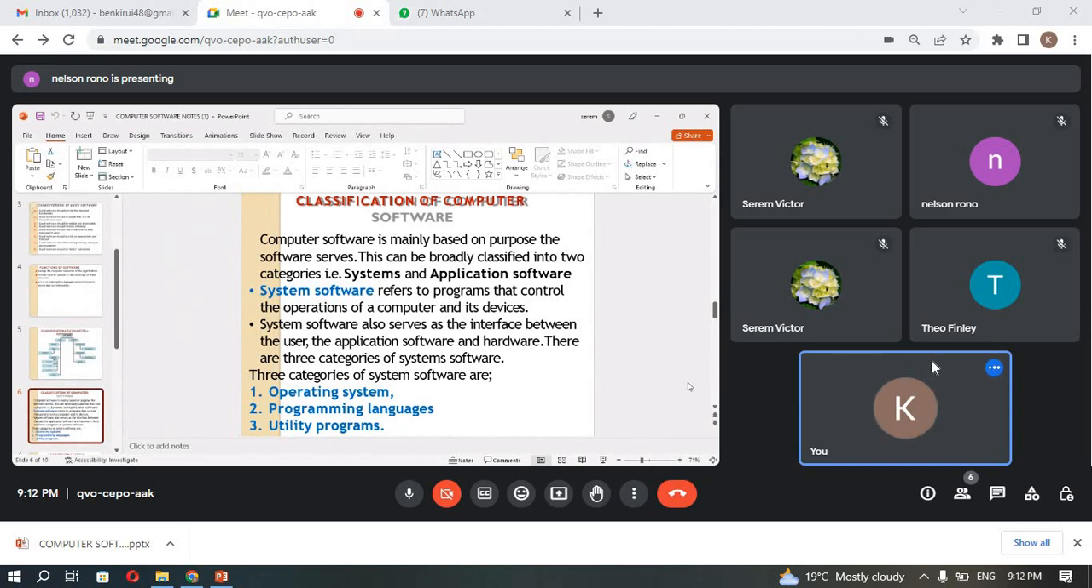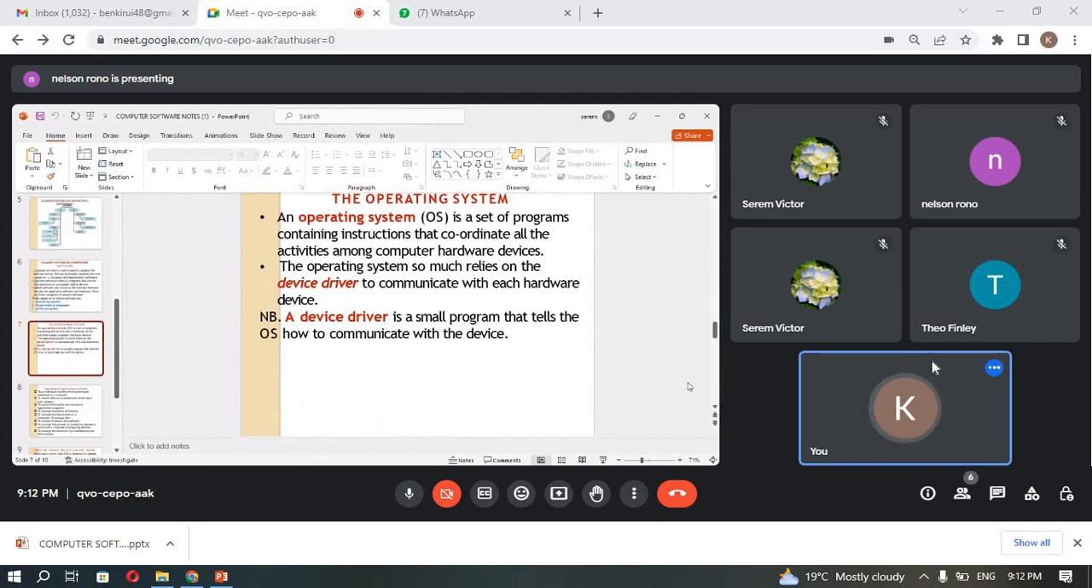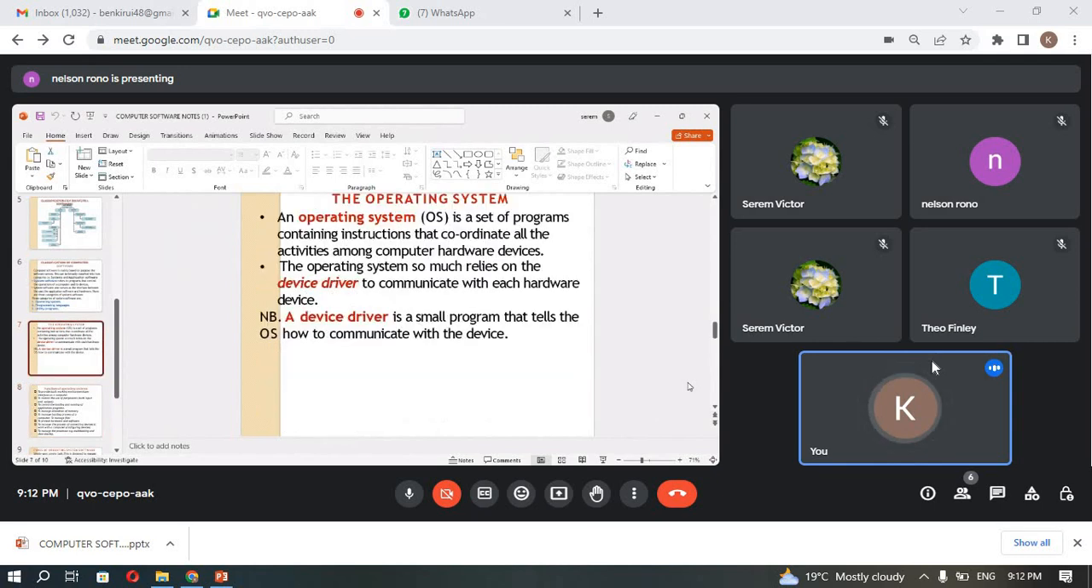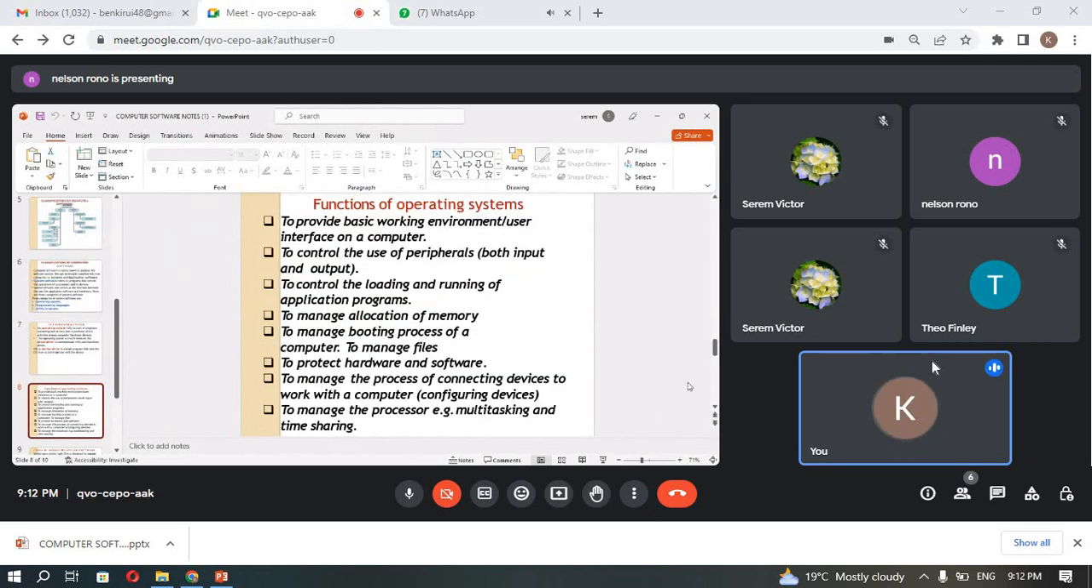As we continue, we have the operating system. The operating system is a set of programs containing instructions that coordinate all the activities among computer hardware devices. The operating system relies so much on the device driver to communicate with each hardware device. A device driver is a small program that tells the OS what to do. As you have seen, we also have the functions of the operating system.